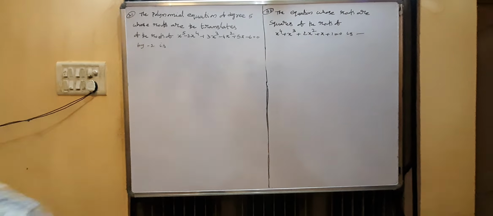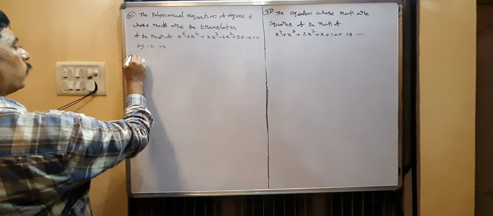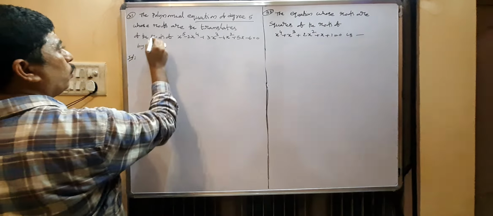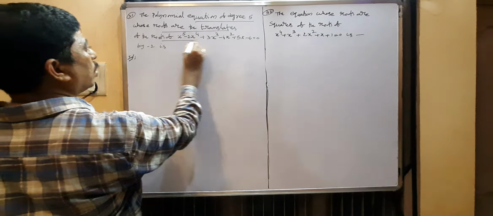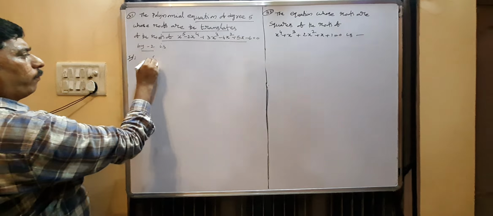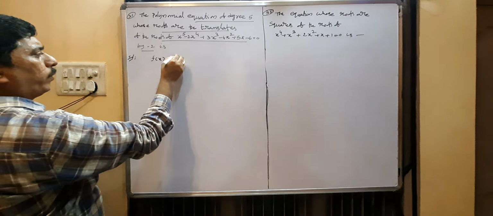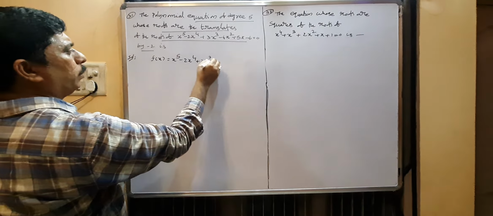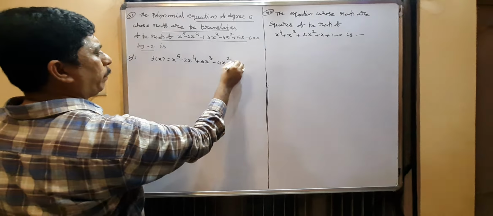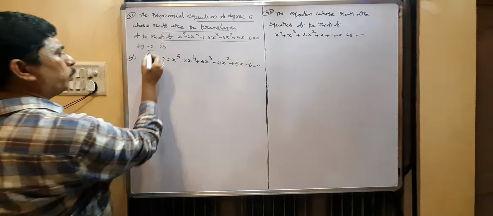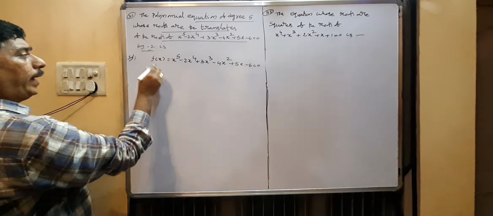Coming to the next question. The polynomial equation whose degree is 5, whose roots are the translates of the roots of the equation by minus 2. The given equation, you can take f of x equal to x power 5 minus 2x power 4 plus 3x cube minus 4x square plus 5x minus 6 equal to 0. Translate by minus 2 means the required equation is f of x plus 2.